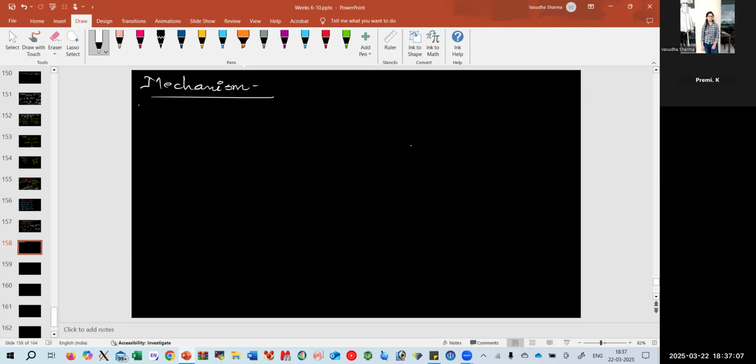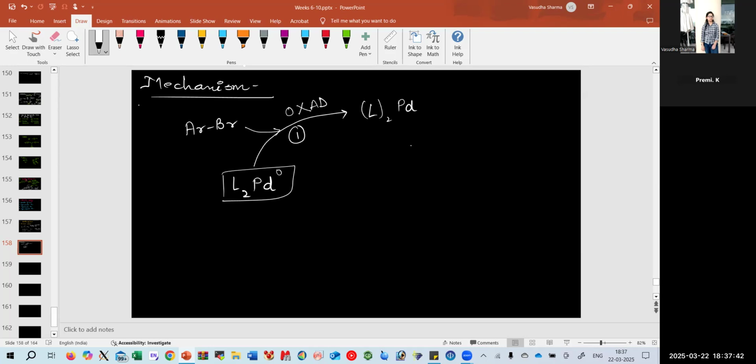We are starting with an L2 palladium, which is your catalyst. And here I am introducing an aryl group. Here Ar can be any substituted benzene group. Now what we expect over here, this is in zero oxidation state. It would undergo an oxidative addition. I'm writing it as oxidative addition. So it would form L2 palladium, Ar and Br.